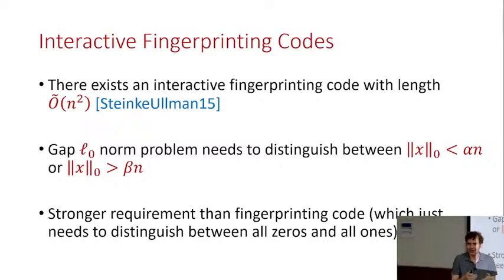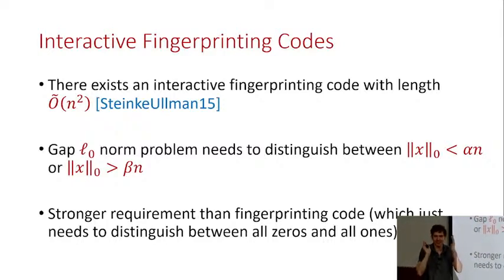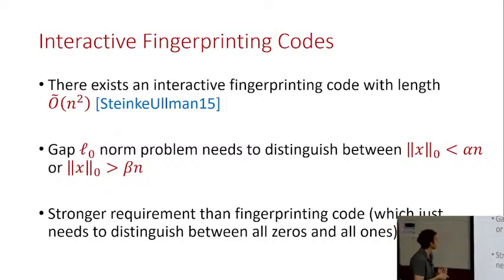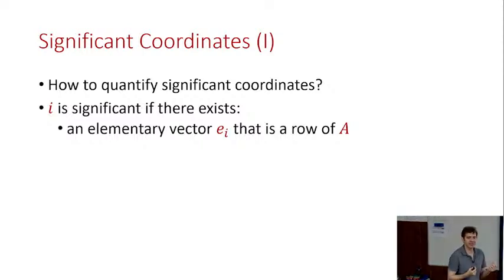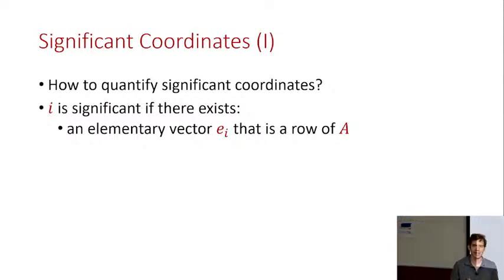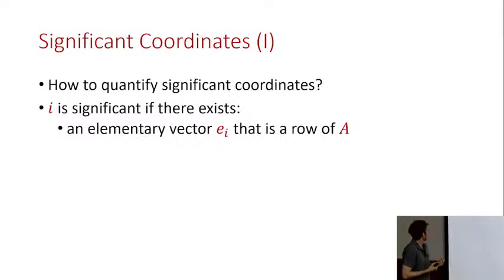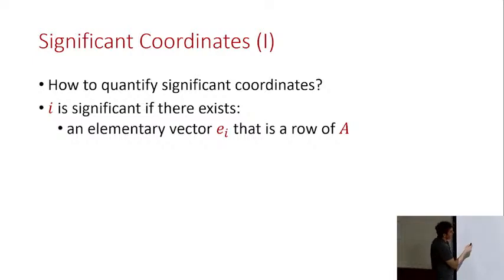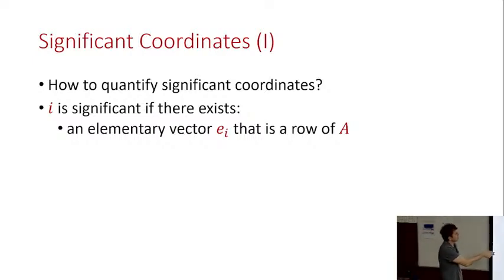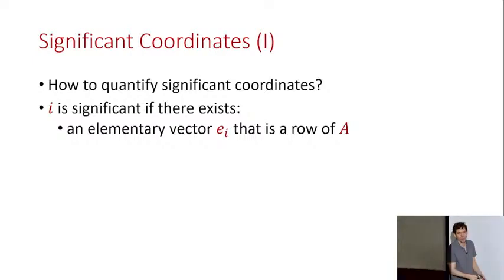Okay, but of course, sketches are much more general than just storing a subset of coordinates. How are we going to deal with general sketches? Let's revisit what we were talking about, significant coordinates. What we've said so far is that a coordinate i is significant if there exists an elementary vector, a standard unit vector e_i, that is a row of the sketch, or in the row span of the sketch.